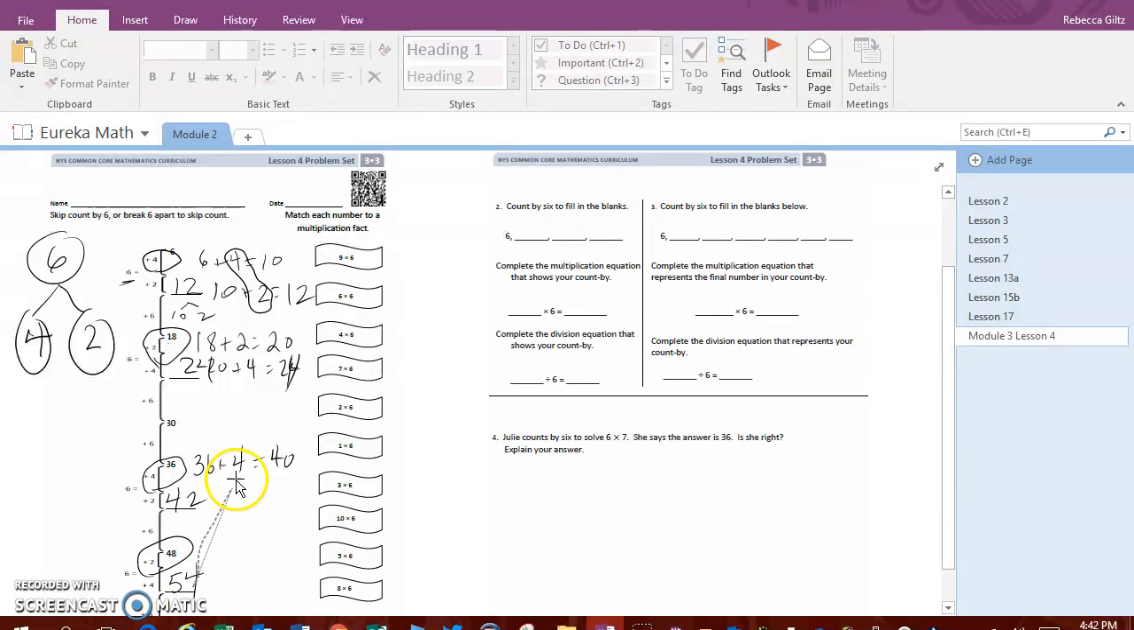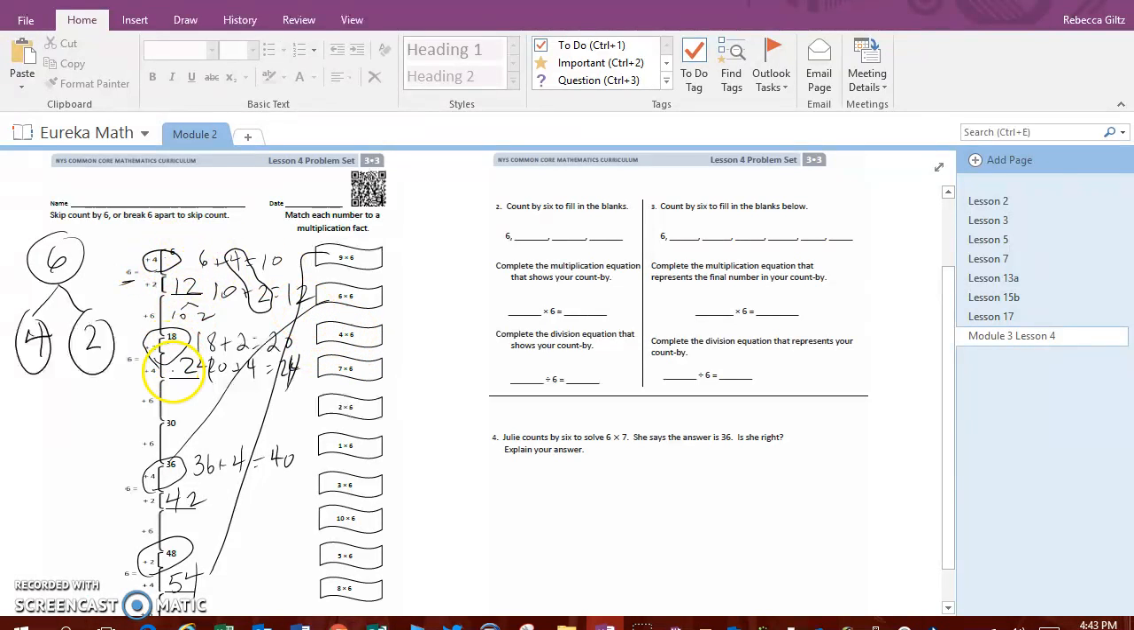9 groups of 6 is 54, so we're going to draw a line. Okay, next one is 6 times 6, 6 groups of 6. So 1, 2, 3, 4, 5, 6, 36. Okay, so we're just going down our answer side of this column. 4 times 6, 4 groups of 6.